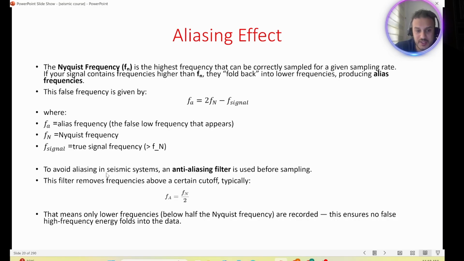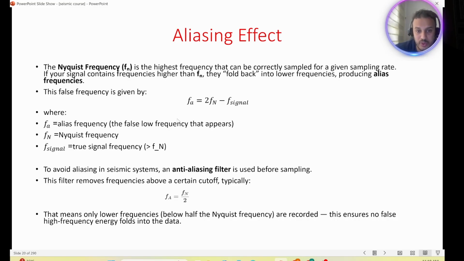To avoid aliasing in a seismic system, an anti-aliasing filter is used before sampling. So before sampling, we use an anti-aliasing filter to remove the aliasing. This filter removes frequencies above a certain cutoff, so we set the cutoff. That's why the Nyquist frequency is very important. It's the highest frequency that can be correctly sampled, the highest point that we can sample. Anything above the Nyquist frequency we will cut.